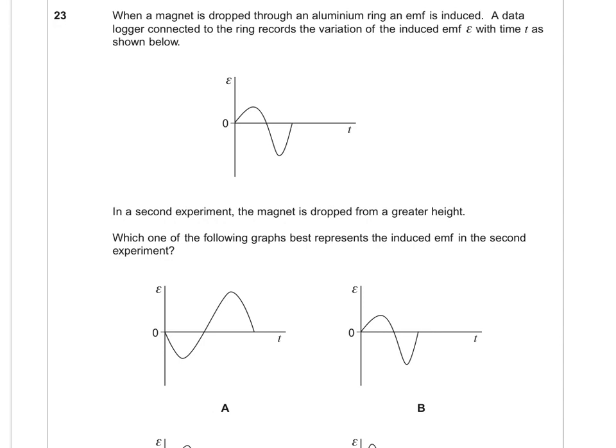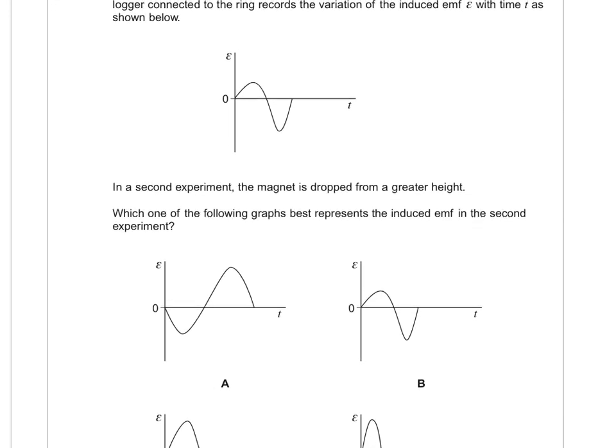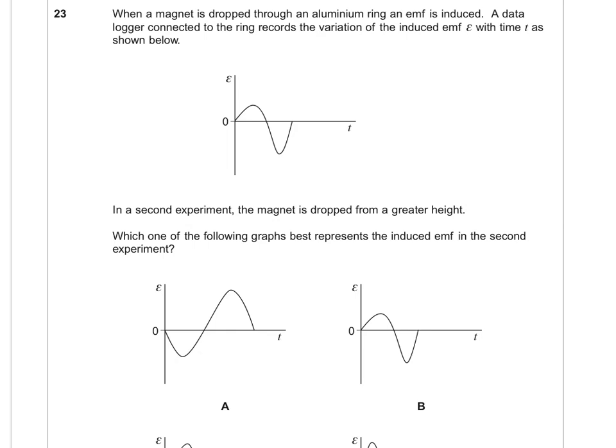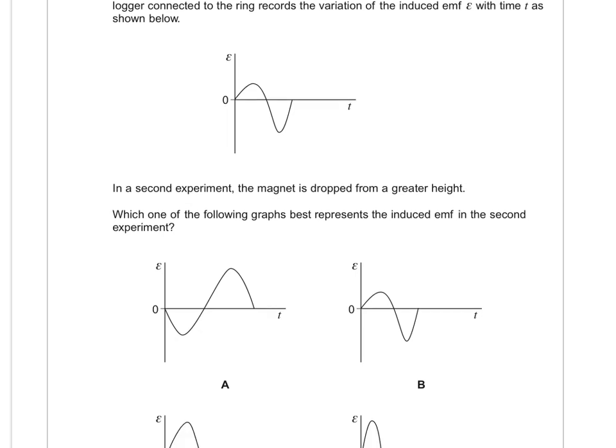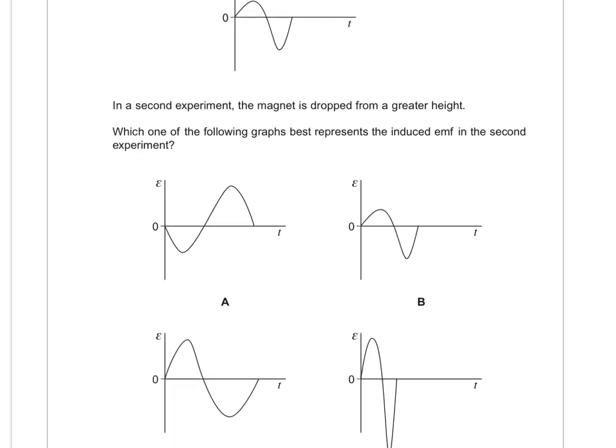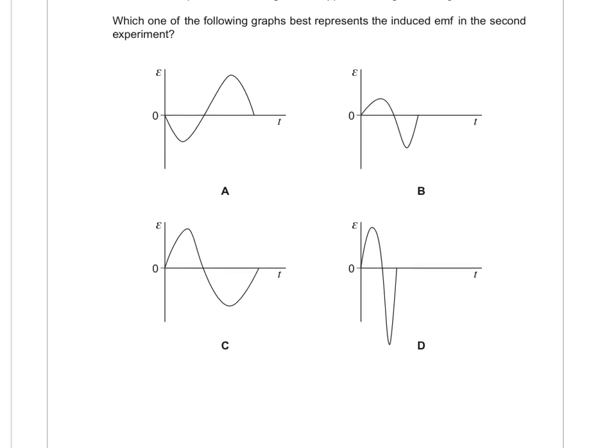When a magnet is dropped through an aluminium ring and an EMF is induced, a data logger connected to the ring records the variation in induced EMF with time as shown below. In a second experiment, the magnet is dropped from a greater height. Which one of the following graphs best represents the induced EMF in the second experiment?